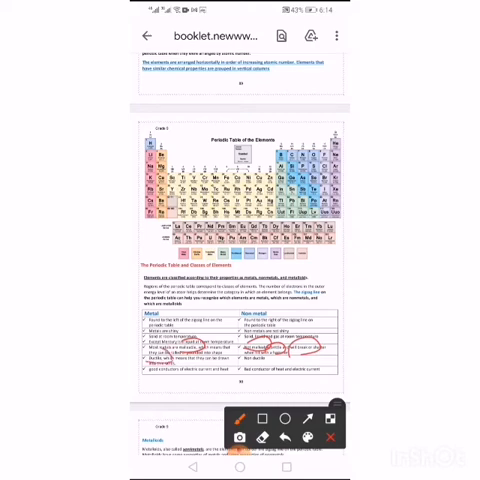Metals are ductile, which means they can be drawn into thin wire, while non-metals are non-ductile. Metals are good conductors of electric current and heat, while non-metals are bad conductors.